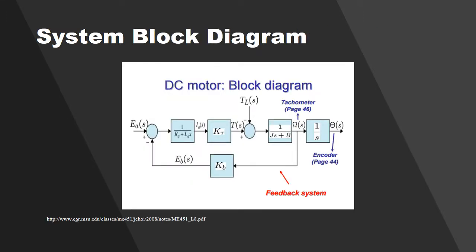Here we have a block diagram of our DC motor. Our EA is our input voltage, our EB is our output, our R and our L here are our resistance and inductance. KT is the motor torque constant. J is our moment of inertia. B is our motor friction. And then KB is our electromotive force constant.